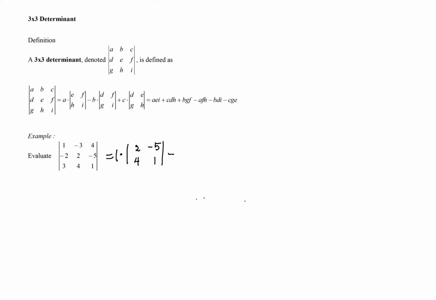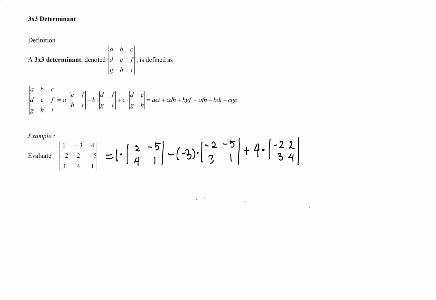Then we'll subtract the second number in the first row, which is negative 3. So we subtract negative 3 times the determinant that is obtained by crossing out the row negative 3 is in and the column. So the numbers are negative 2, negative 5, 3, and 1. And then we'll add the third entry in that first row, which is 4, and we multiply that 4 by the determinant that is obtained by crossing out the first row and the third column. So this is going to be the determinant with the entries negative 2, 2 in the first row, and 3 and 4.